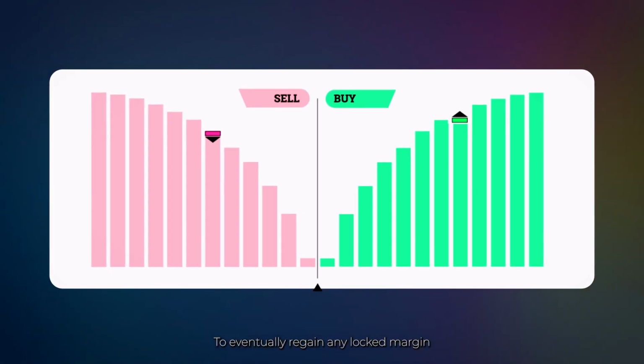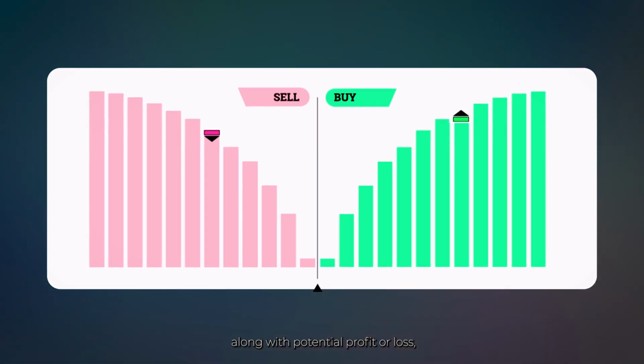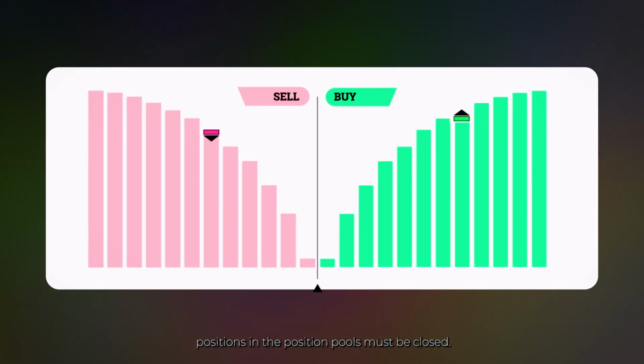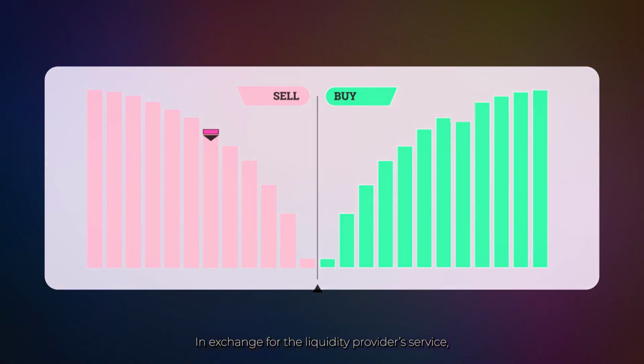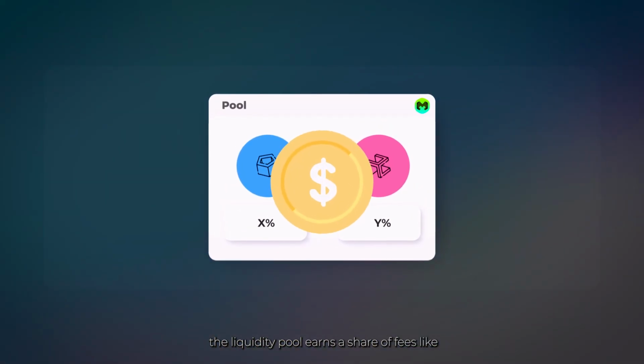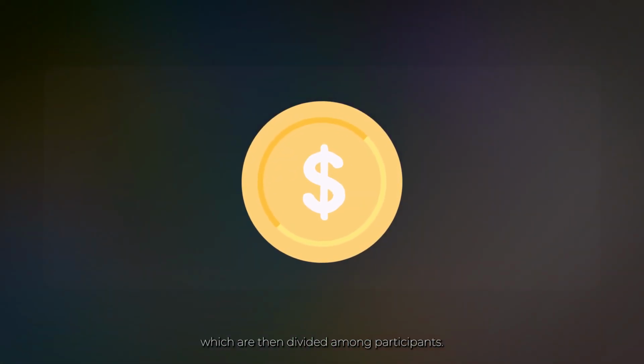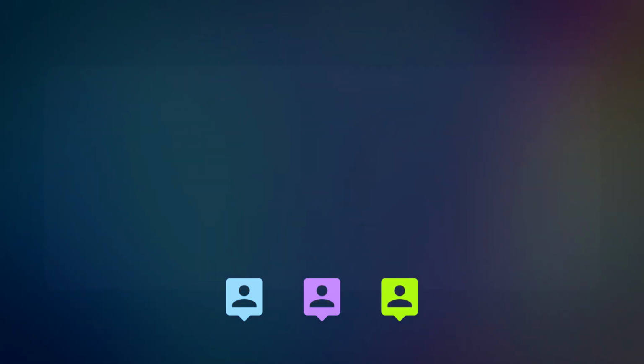To eventually regain any locked margin, along with potential profit or loss, positions in the position pools must be closed. In exchange for the liquidity provider's service, the liquidity pool earns a share of fees like trading, liquidation, and funding rates, which are then divided among participants.